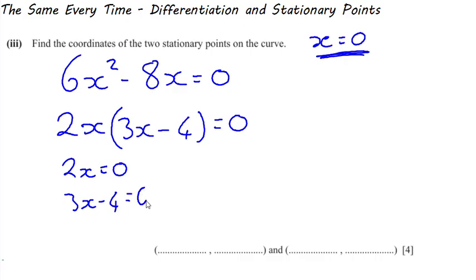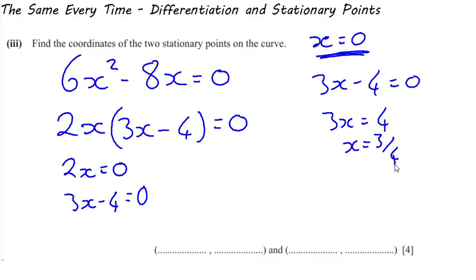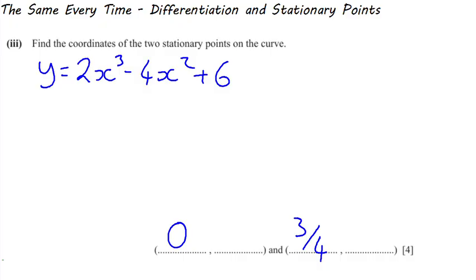And if 3x minus 4 equals 0, 3x equals 4, x equals 3 over 4. So we have 2 possible solutions for x. We have 0 and we have 3 over 4. So the question actually says find the coordinates of the stationary points. Of course, coordinates means x and y, which is why I've now written the x values that we just found in the answer space in the x section.